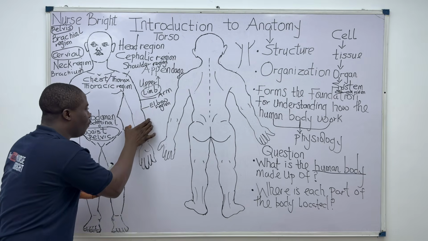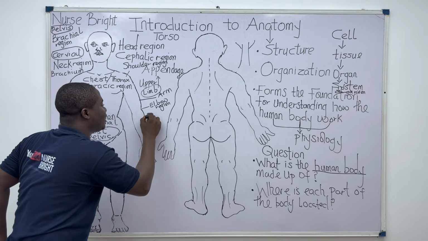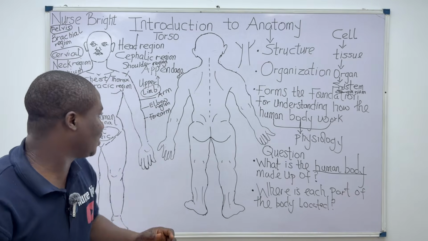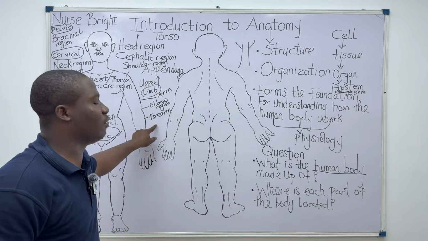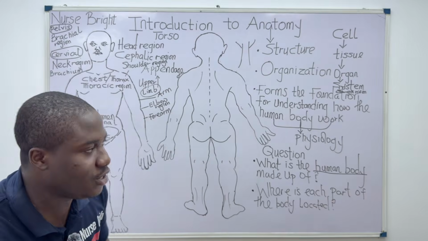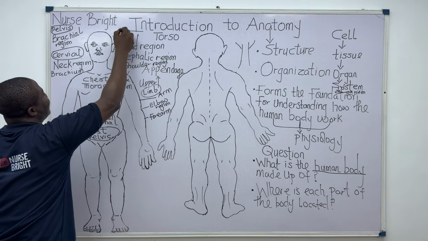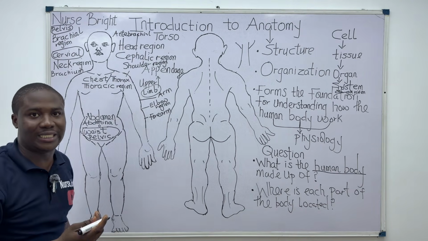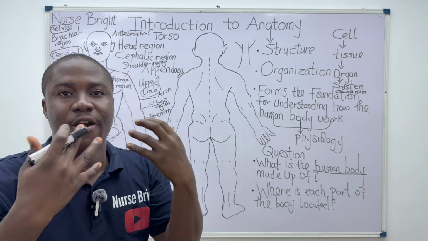Now, this part of your upper limb, what is this called? This is called the forearm. Now you can see what I just said. If you don't call it the forearm, you call it antebrachial region. This place I just wrote brachial, you now say antebrachial region of the body. So another term for forearm is antebrachial region.